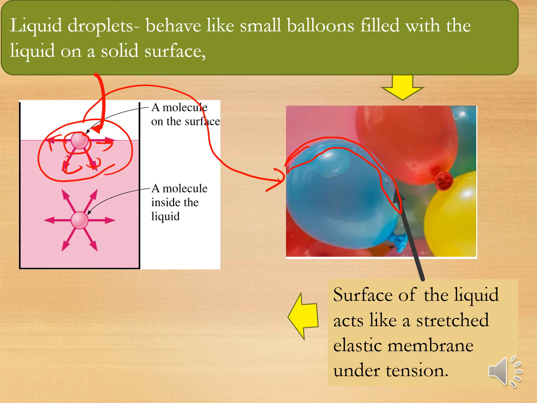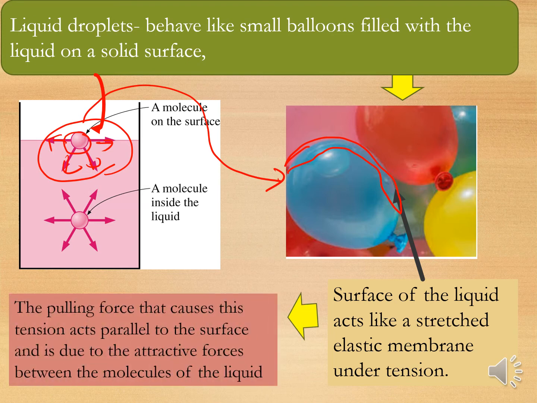So why does this happen? This happens because of the pulling force which exists in the liquid, and it is due to the attractive force between the molecules in the liquid. And in fact this attraction force actually acts in parallel to the surface. So I hope that you can understand the concept of surface tension which exists in the liquid.